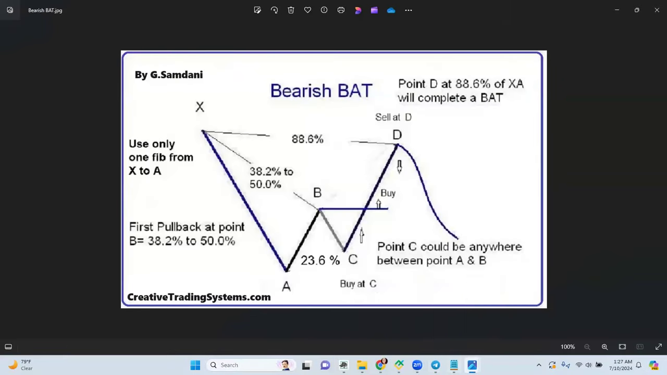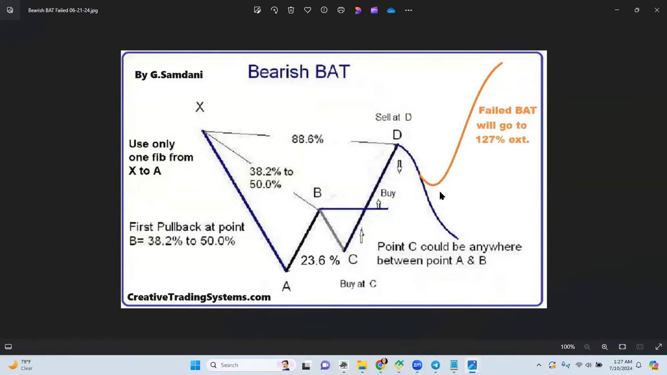This is a regular bat pattern, right? It's supposed to drop all the way. But if it is going to fail, it's going to be like this. It will drop a little bit, then give you the entries here, and then go to the upside. Now, this thing can go to the upside, as I said here, for 127. We will see.